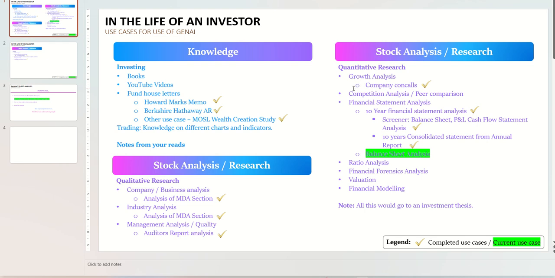Hello friends, we are currently analyzing the balance sheet for prompting. On the screen, whatever you see are the completed use cases. The tick mark ones are the completed and the green shaded one is the current scope of the videos.